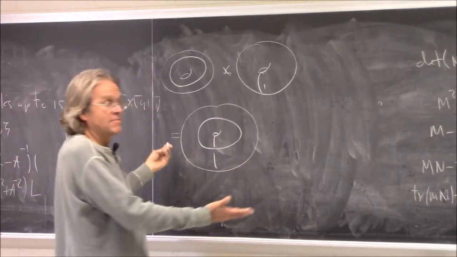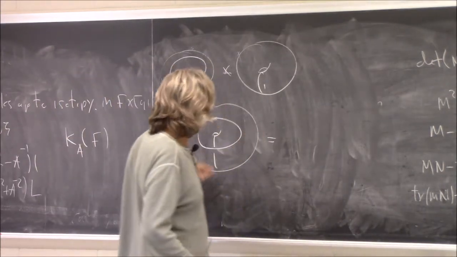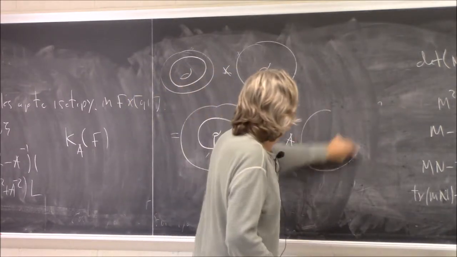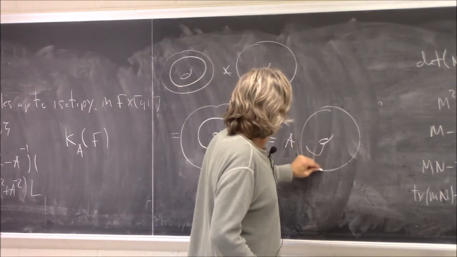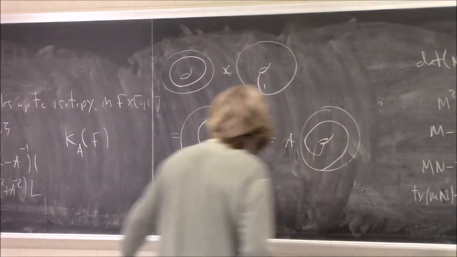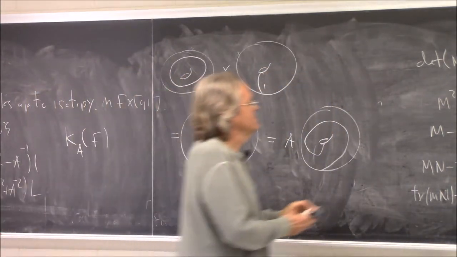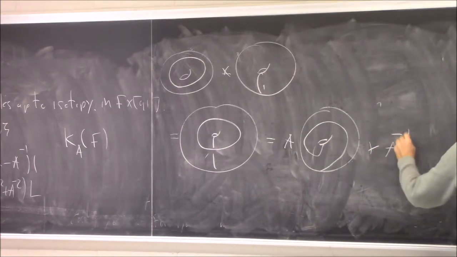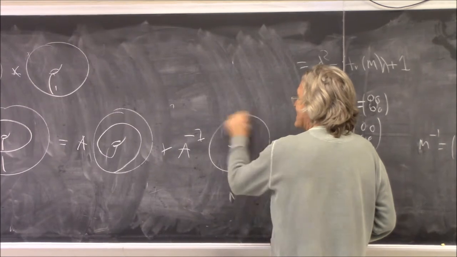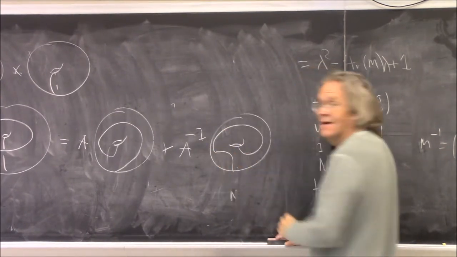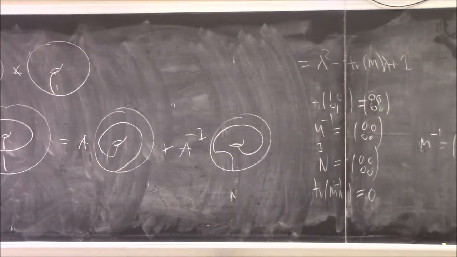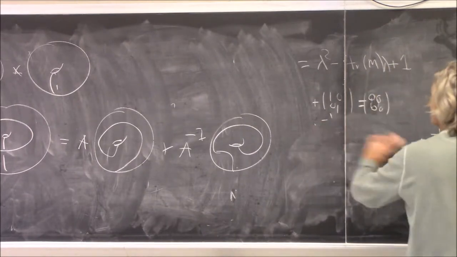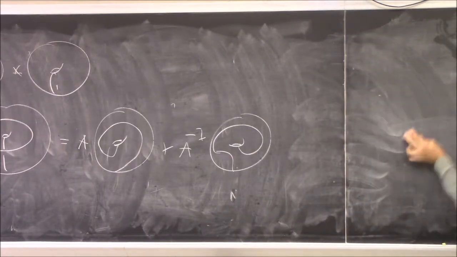And that's the product, but of course, since you can resolve, what that really is is A times that, plus A inverse times that. Multiplication in the Skein algebra of the torus is like walking around on the Farey diagram. A lot like walking around on the Farey diagram, because that's how you prove things about it. Okay.